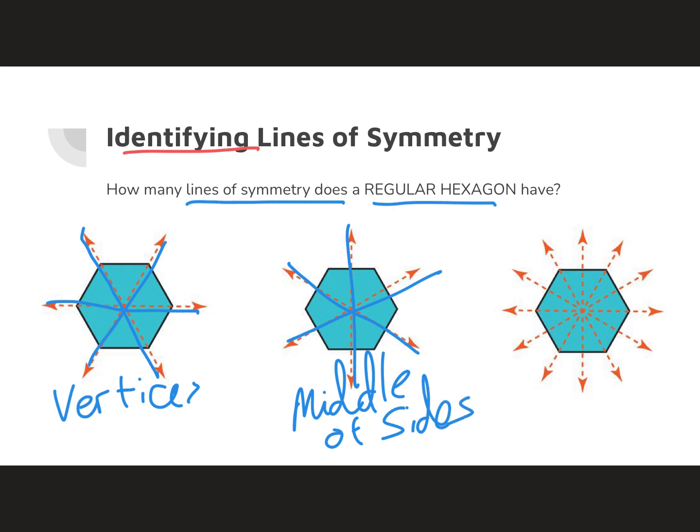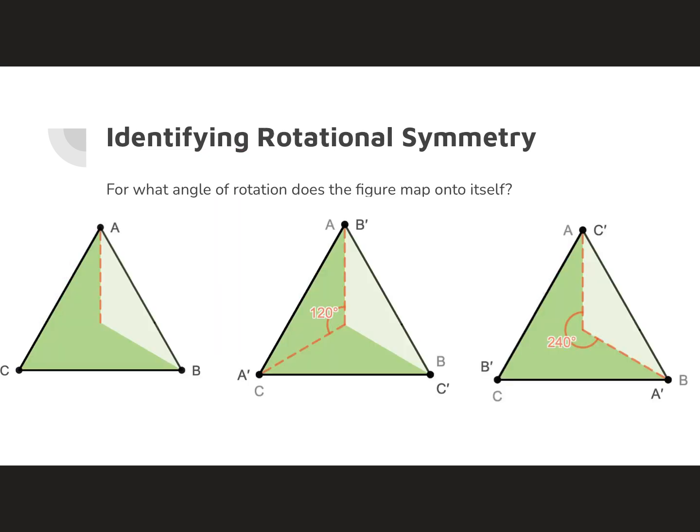So we add those together to get this image, which gives us our 6 lines of symmetry for a hexagon. Okay, so a hexagon would have 6 lines of symmetry. Okay, so keep that in mind as we go on. A pentagon would have some, but this is how you find them, through the vertices and through the middle of the sides.